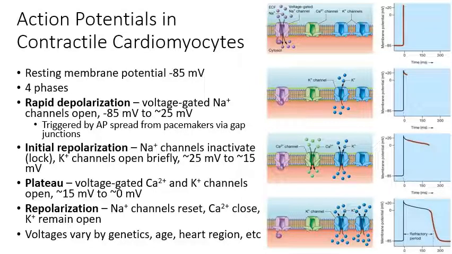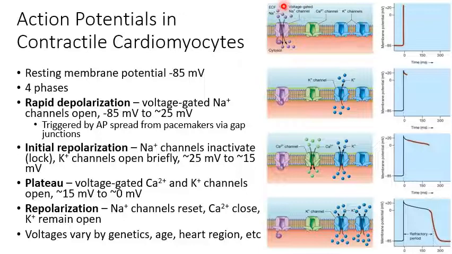So the contractile cardiomyocytes have 3 major ion channels that contribute to them. You have voltage-gated sodium channels, voltage-gated potassium channels, and voltage-gated calcium channels. So the first phase of the action potential in contractile cardiomyocytes is rapid depolarization, in which your voltage-gated sodium channels open and the membrane potential rapidly jumps from -85 millivolts to about 25 millivolts.